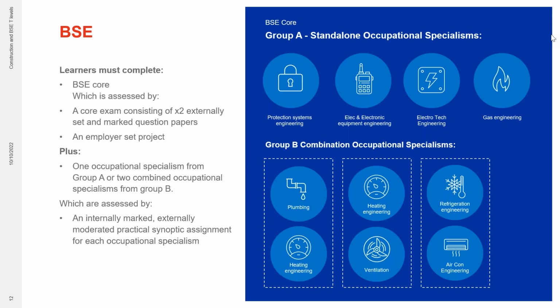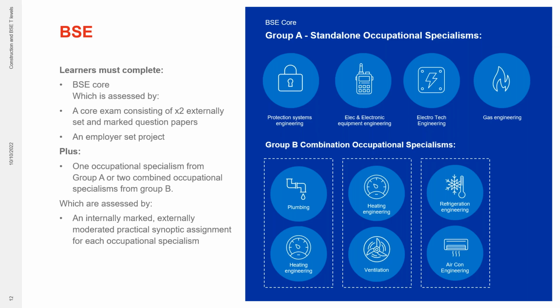In building services, we've got options. So on the slide on the right, we've got some standalone occupational specialisms, in which we've got protection systems engineering, electrical and electronic equipment engineering, electrotechnical engineering, and gas engineering. So they're standalone. So if you choose one of those, you only have to do one occupational specialism.